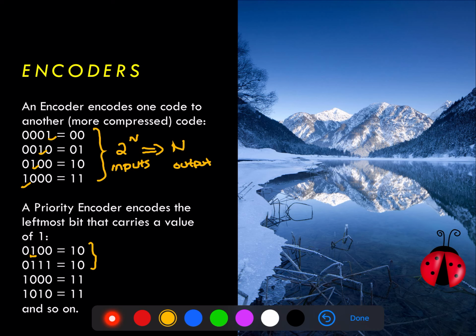In these first 2 numbers here, the highest weight that contains a value of 1 is the third bit, and that's encoded as a 1, 0. And for the last 2 bits here, we see that the highest weight bit that has a 1 is the most significant bit, and that's encoded as 1, 1.